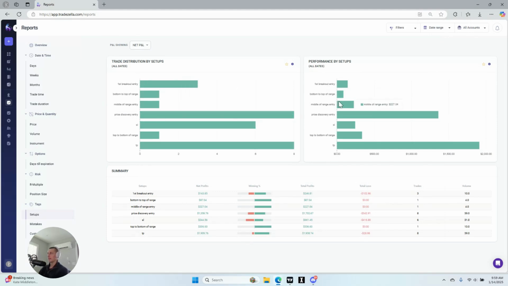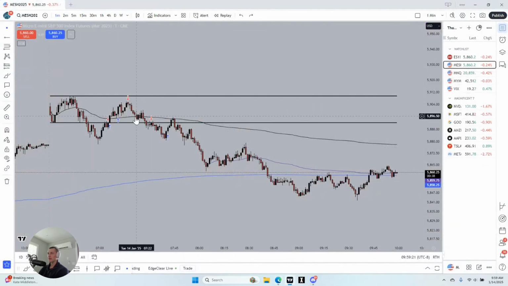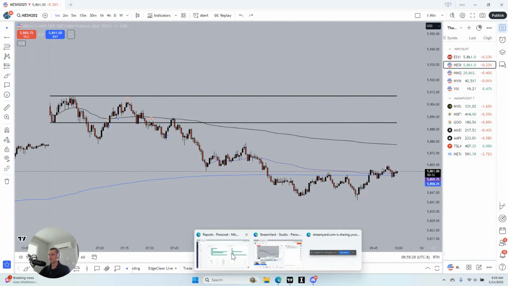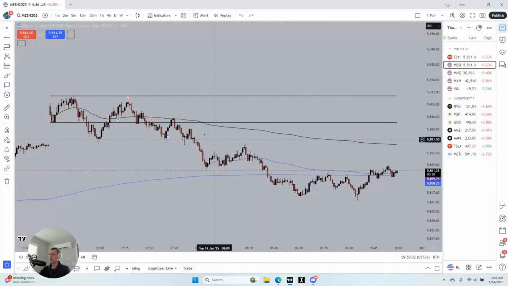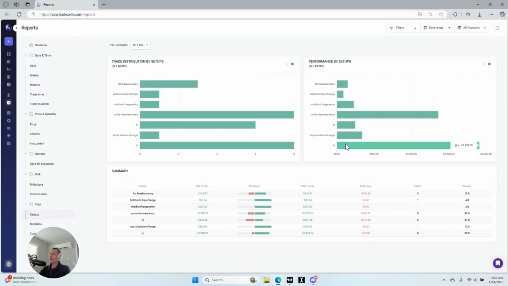So where are we? Middle of range entry. If I enter at the New York VWAP in the middle of the range, this entry right here, that's a middle of the range entry. Price discovery, I showed you guys earlier today. Price discovery is just outside the 15-minute opening range. And now that's one portion of my tagging. We have, where are we in the 15-minute opening range?